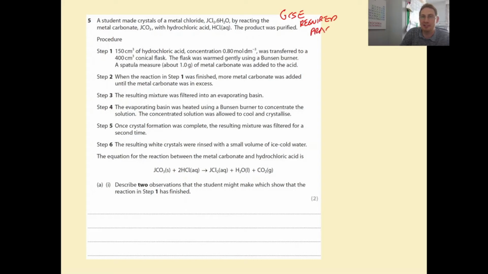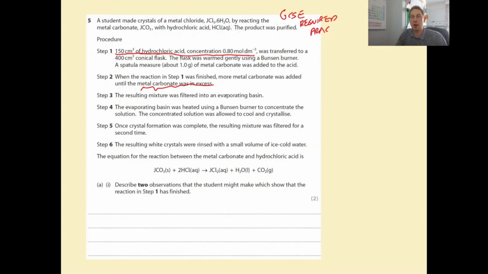So look for the similarity here. We've got a set amount of acid, 150 cm³ of hydrochloric acid, concentration 0.8 mol per dm³, transferred to a conical flask. The flask was warmed gently using a Bunsen burner. A spatula measure of metal carbonate was added to the acid. When the reaction was finished, more metal carbonate was added until the metal carbonate was in excess.